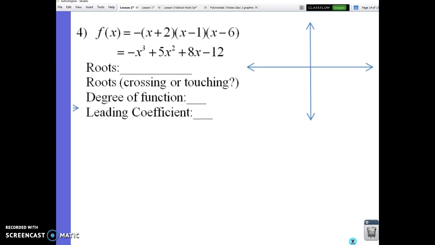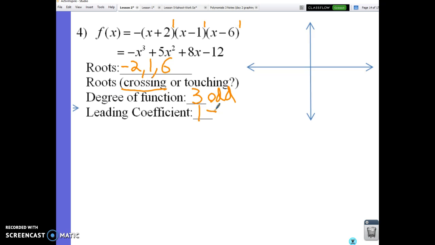The roots right here are -2, 1, and 6. I think you should be pretty good at finding those right now. All of those are going to be crossing because they're all to the first power. Now, the degree of the function is 3, and that's odd. And then we've got a 1 with a negative leading coefficient. So this negative leading coefficient is going to change things. If we have an odd function with a negative leading coefficient, it's going to start up and end down.